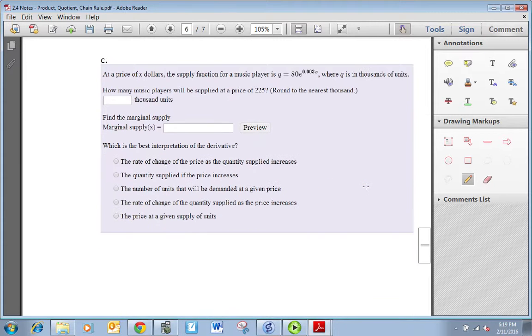Alright, at a price of x dollars, the supply function for a music player is Q equals 80 e to the 0.003x, where Q is in thousands of units. How many music players will be supplied at a price of 225?